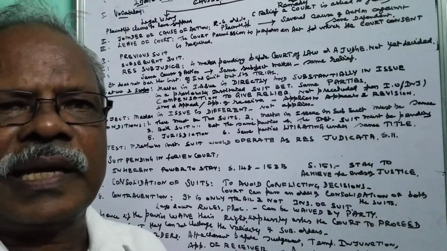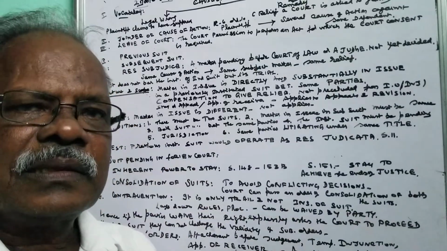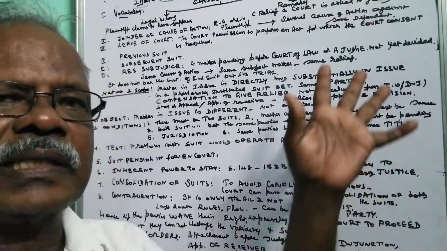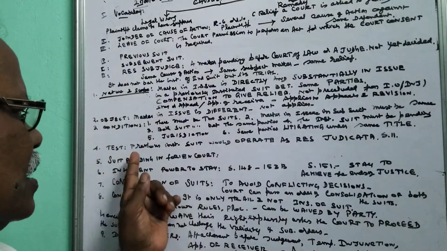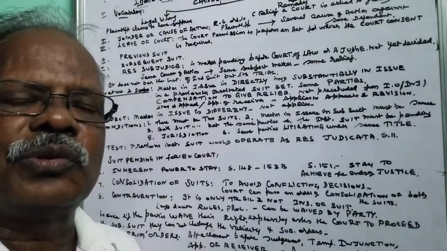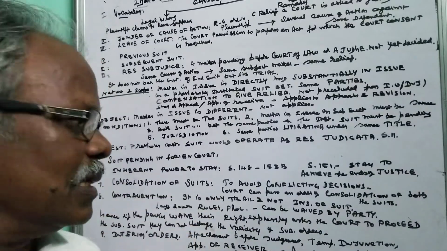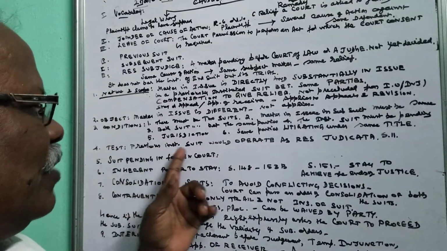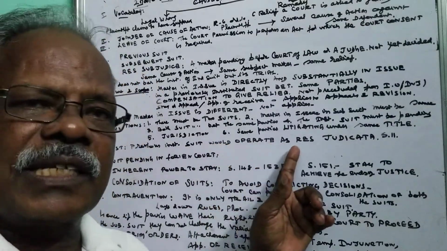So they are for the same title, the litigation between the same parties. These are all the conditions for res subjudice. Test: how to test the res subjudice? That is, the previous instituted suit would operate as res judicata.